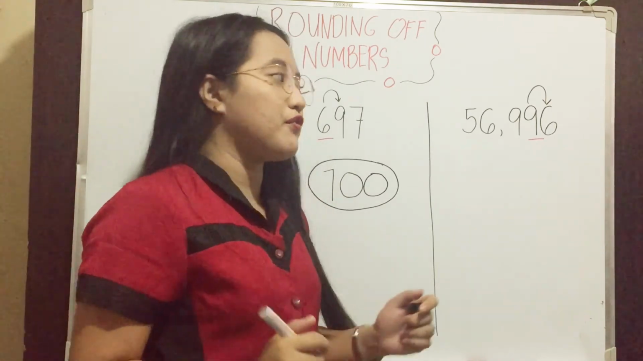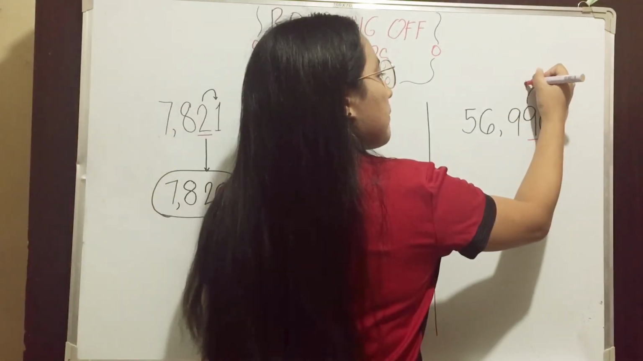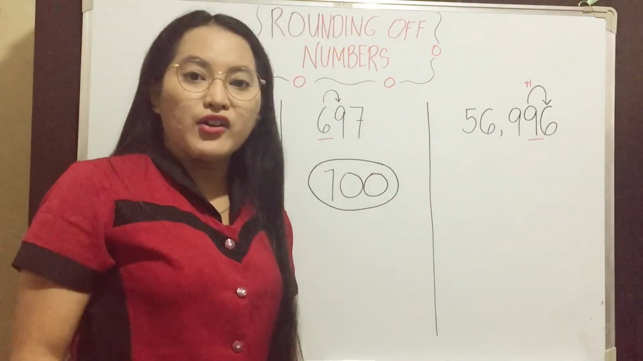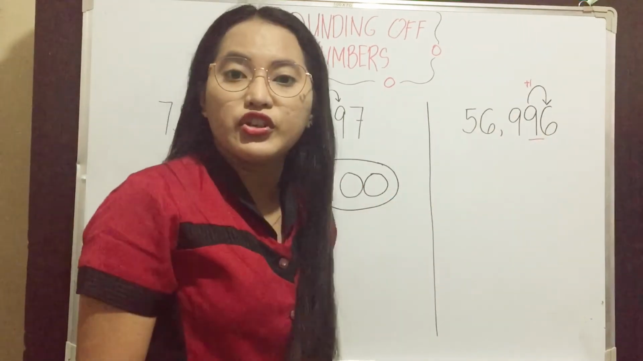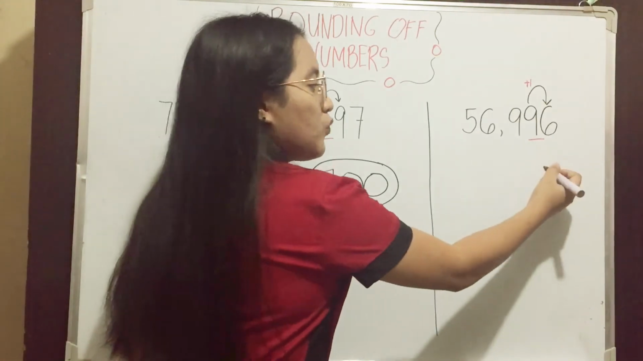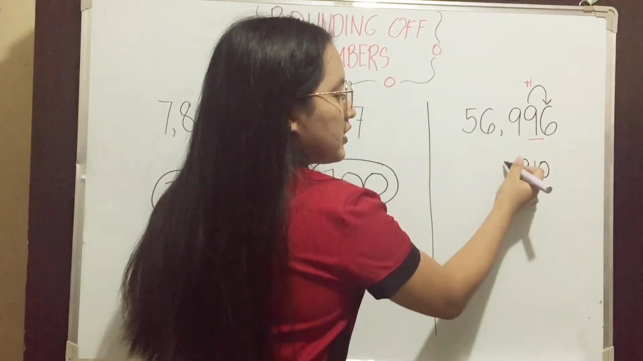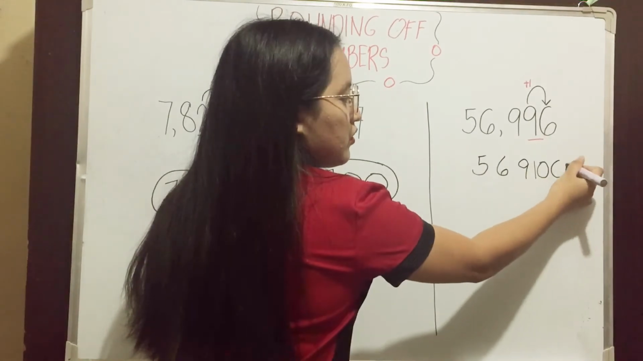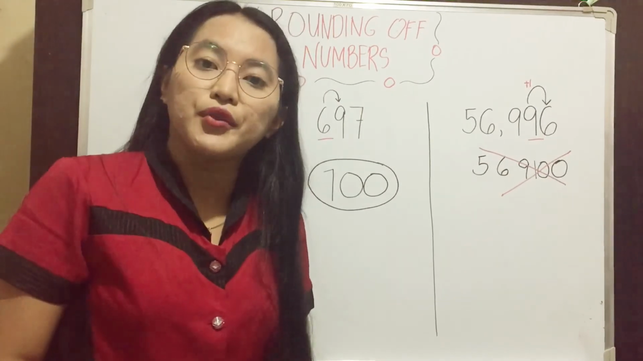So because it is more than 5, what will happen to 9? We will add 1. Now let's finalize our answer. 9 plus 1, what will be the answer? That is 10. But we cannot write 10 in one place. We cannot write 10 there and just copy the 9, 6, and 5, then make the 6 into 0, because that is a wrong one.